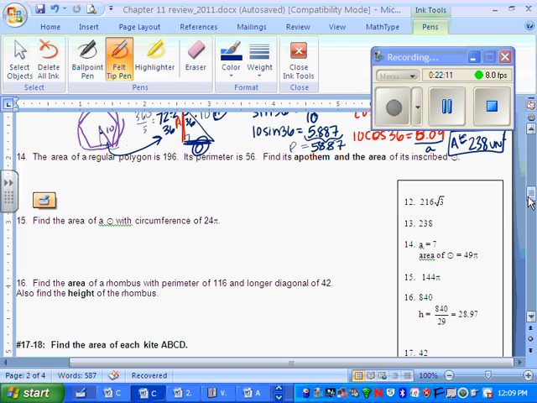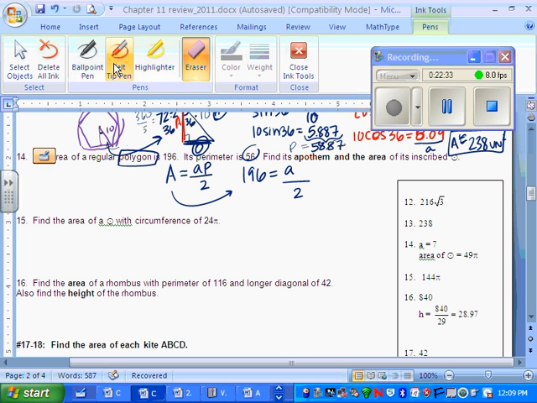Number 14, the area of a regular polygon is 196, so it doesn't matter the shape. We don't know if it's a hexagon or a pentagon, but we know that the area formula for a polygon is apothem times perimeter divided by 2. We know that area is 196. Perimeter we know is 56, so I'm going to plug that in for the perimeter and solve for the apothem. 56 divided by 2 is 28. It's 196 equals apothem times 28. Divide both sides by 28, and I get the apothem of 7.